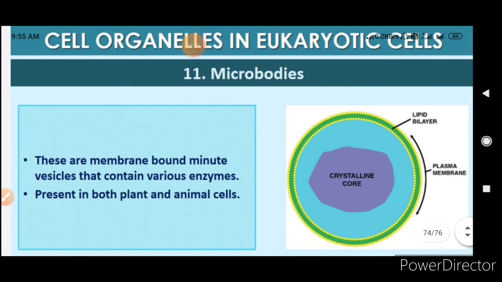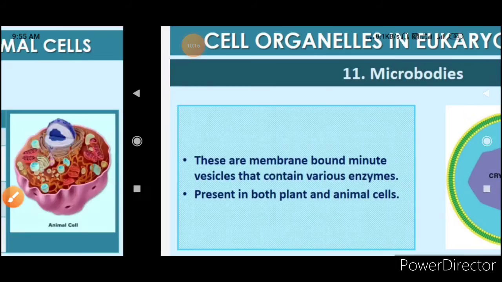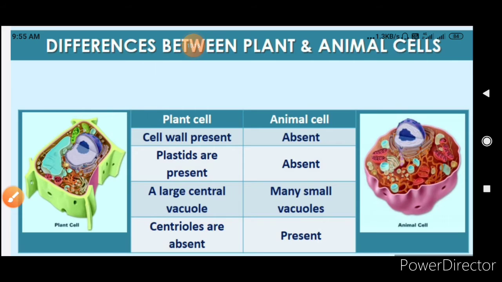Then come the microbodies. Microbodies are membrane bound minute vesicles that contain various enzymes, and they are present in both plant and animal cells. This is the lipid bilayer and this is the plasma membrane. Now we'll see the difference between the plant and animal cell.